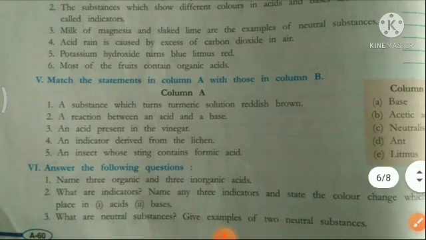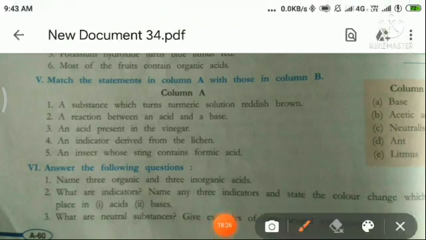Now question number 5, match the statement in column A with those in column B. Okay, so very simple, we have to match. A substance which turns turmeric solution reddish brown, that is turmeric solution turns reddish brown in presence of a base. A reaction between an acid and a base is called, this is C, neutralization.